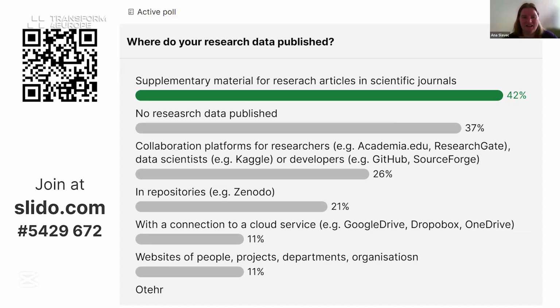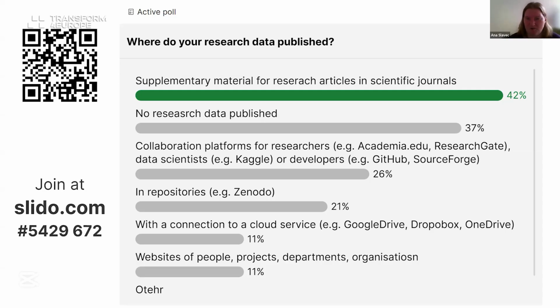Okay, interesting. So we see that supplementary material for research articles in scientific journals is the most popular one. And the second most popular option is that 37% have no research data published. Now I realized I made a mistake: I didn't enable the option to select more options, because somebody might be sharing data in different ways. So I didn't enable that option, but maybe when I repeat this question in the future, I might allow it.